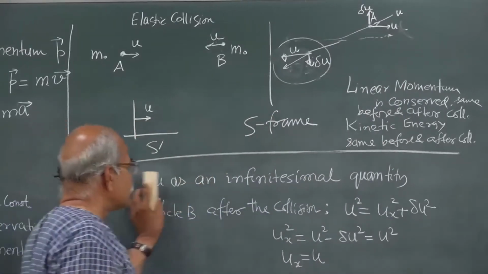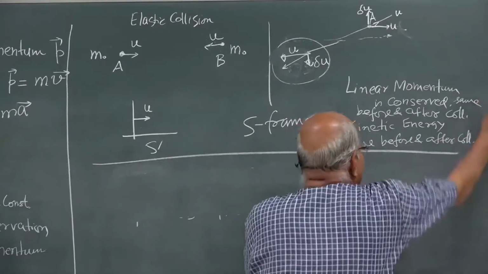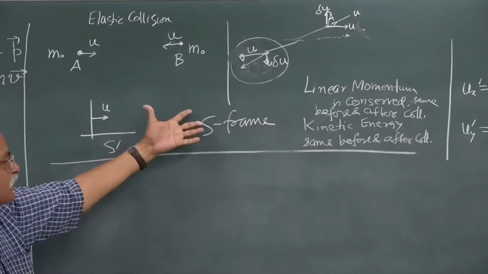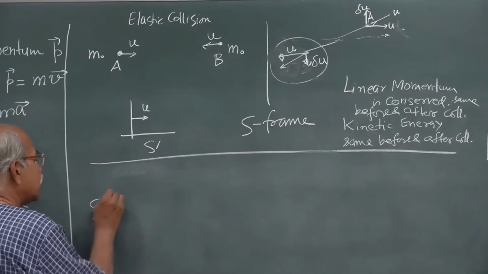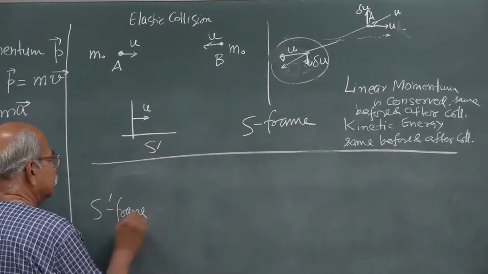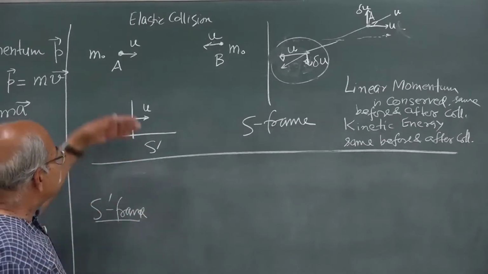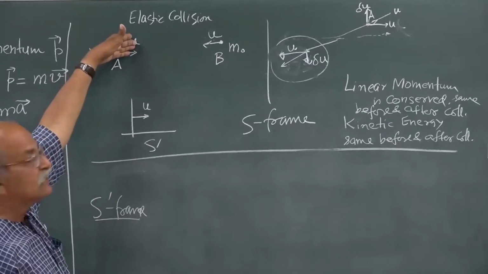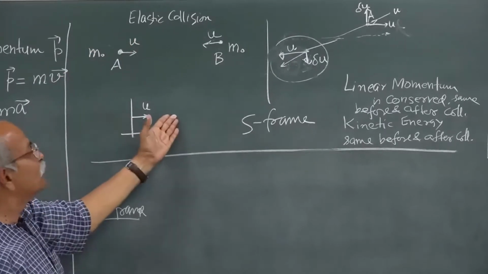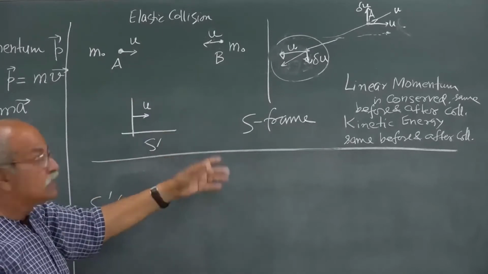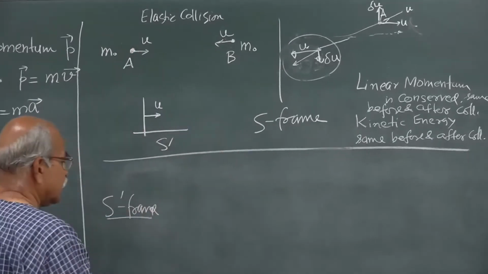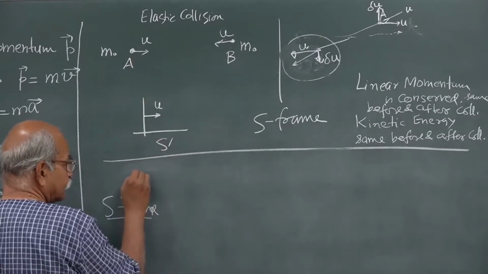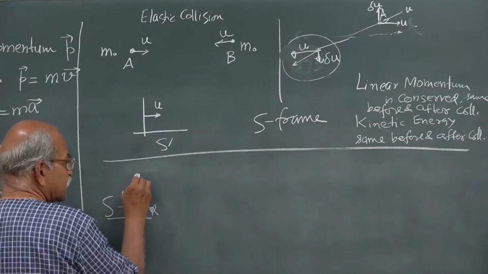So now let us use these transformations to get the components in the S prime frame. So now I am writing from the S prime frame. This particular particle is going with a speed u in the lab frame, and this frame S prime is also going in the same direction with the same speed. So this particle will be at rest here. Our picture is that this A particle is at rest.